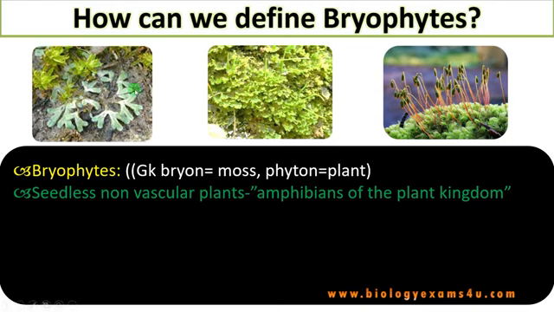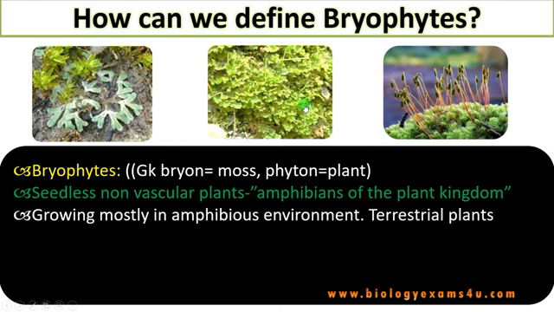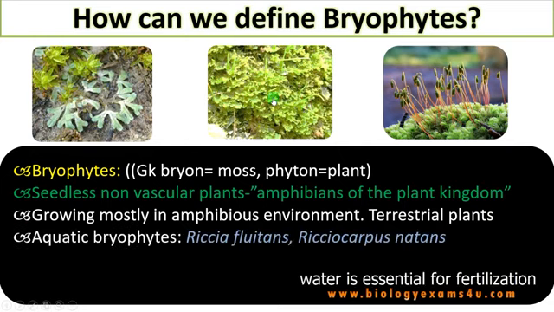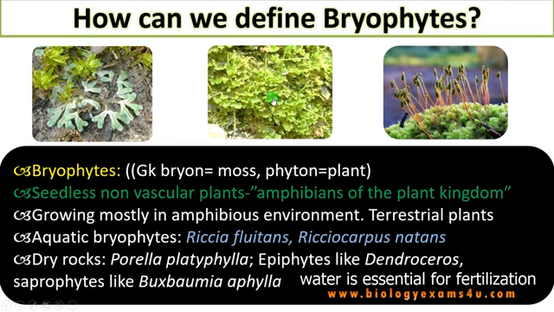They are seedless, non-vascular plants often called the amphibians of the plant kingdom, because they prefer to grow in amphibious environments, mostly terrestrial plants. There are some exceptions like Riccia fluitans and Riccardia nitens, both aquatic bryophytes. Some live on dry rocks like Porella. Some are epiphytes like Dendroceros. Rarely there are saprophytes like Buxbaumia.